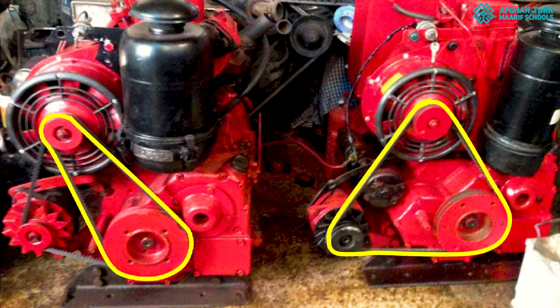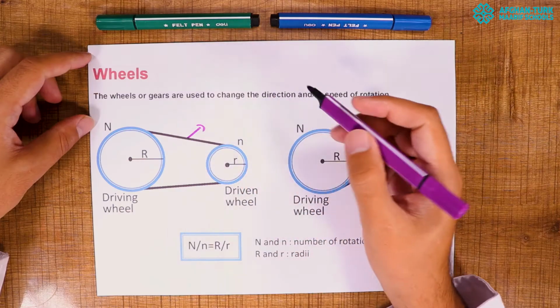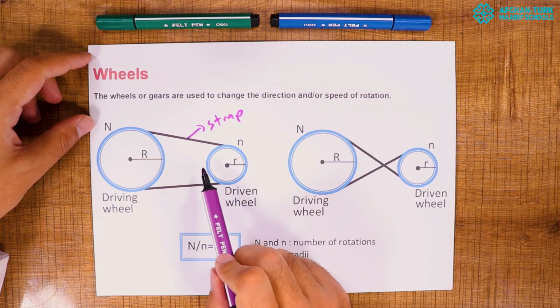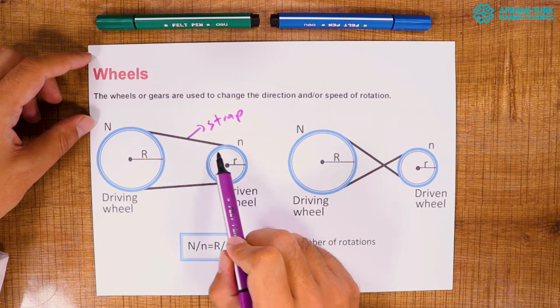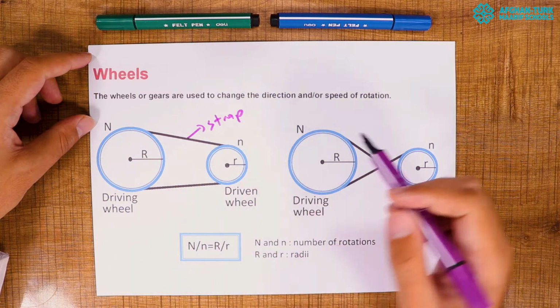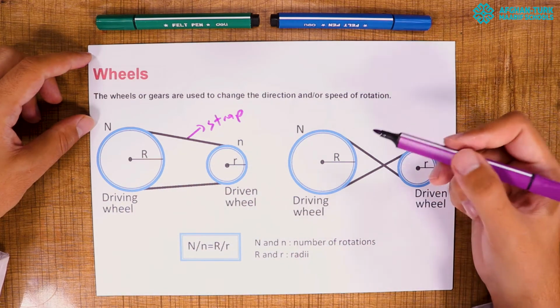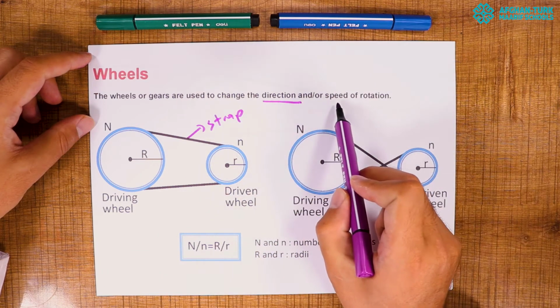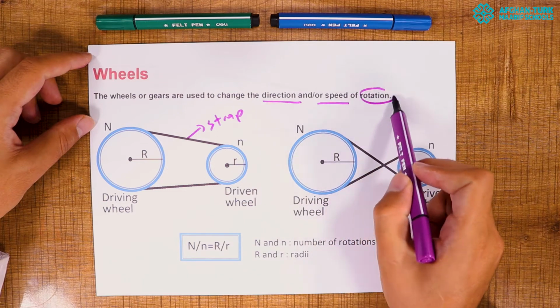The purpose of using wheels and gears is controlling the speed and direction. The system consists of at least two wheels which are connected with a strap or belt. As you can see, these two wheels are connected to each other with a strap. And we usually use wheels or gears to change the direction or speed of the rotation.